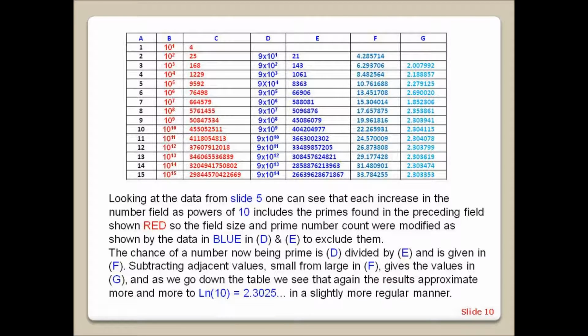Looking at the data from slide 5, one can see that each increase in the number field as powers of 10 includes the primes found in the preceding fields, shown red, so the field size and prime number count were modified, as shown by the data in blue in columns D and E, to exclude them. The chance of a number now being prime is D divided by E and is given in column F. Subtracting adjacent values, small from large, in F gives the values in column G, and as we go down column G we see that again the results approximate more and more to the natural log of 10 equals 2.3025 in a slightly more regular manner.